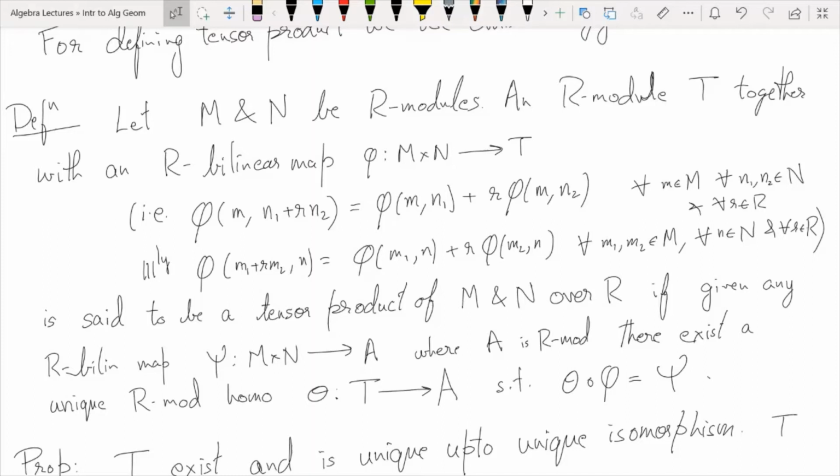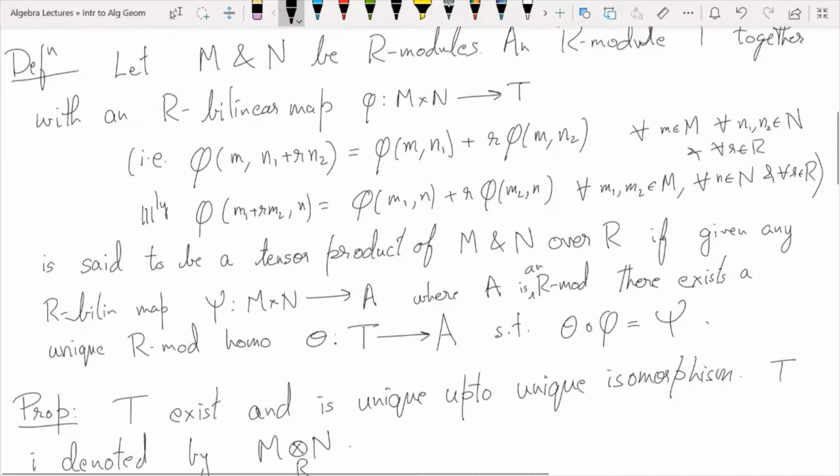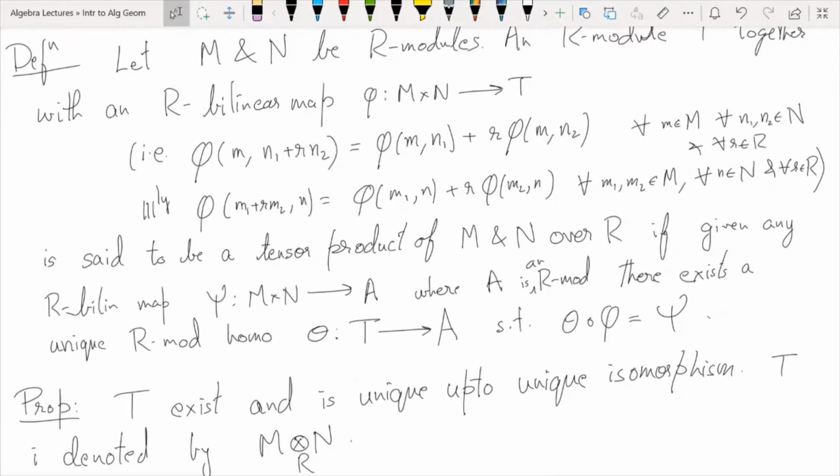An R module T together with an R bilinear map is said to be the tensor product of M and N over R if, given any R bilinear map psi from M cross N to A, where A is an R module, there exists a unique R module homomorphism theta from T to A such that theta composed with phi is psi. So that diagram commutes. I should have drawn some picture here.